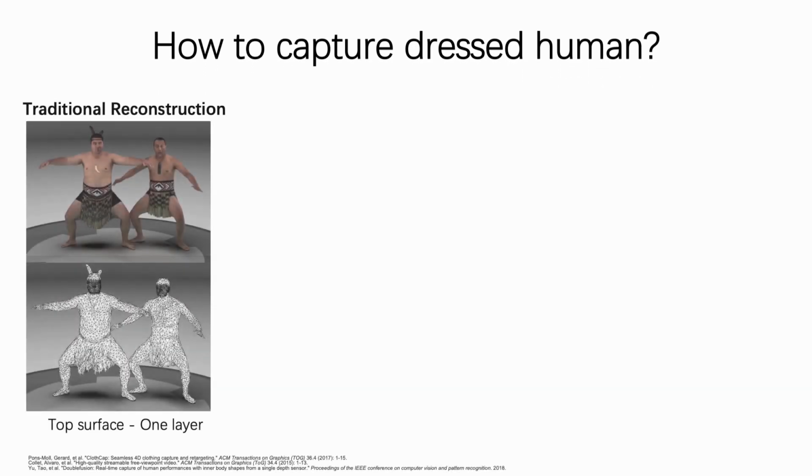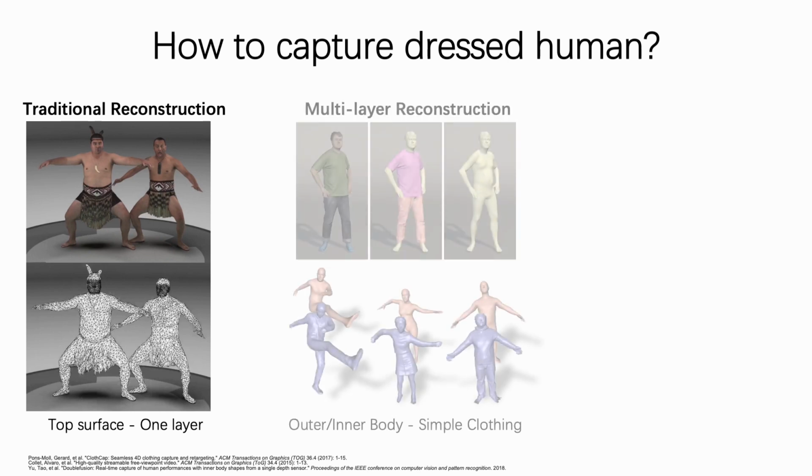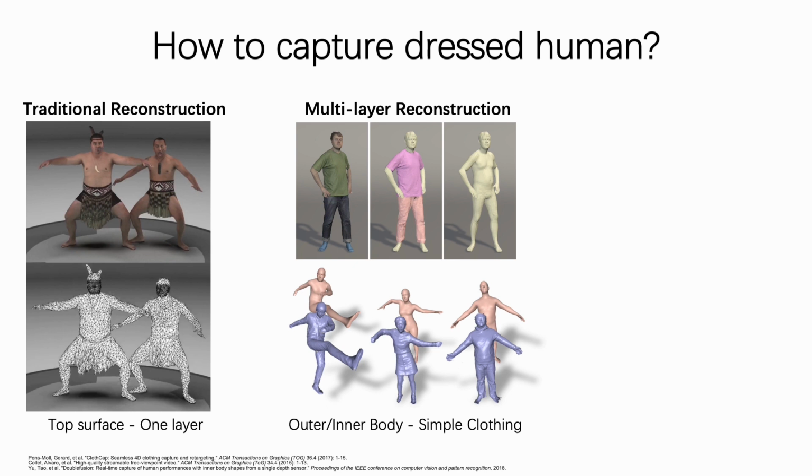How to capture a dressed human? Both single-view capture systems and multi-view capture systems can only capture the top surface of the human. Therefore, traditional human reconstruction can only build a one-layer model. There are many artifacts around the boundary of body and clothing. To address this problem, there are some works using the inner body to generate a two-layer model for simple clothes.